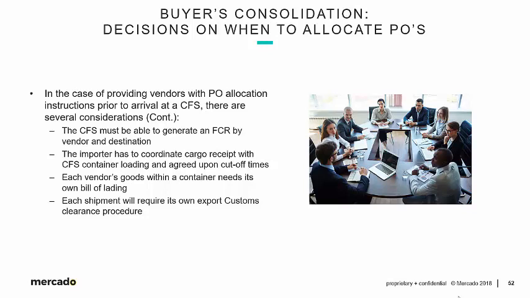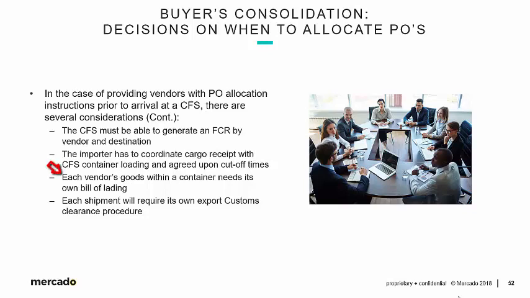The importer in the United States has to coordinate cargo receipt into the CFS with container loading and agreed upon cutoff times. We talked about that in the previous section. Cutoff time into the CFS, cutoff time for container loading, cutoff time for drayage to the CY, cutoff time for ISF, VGM, and AMS filing. The importer has a very big role to play in buyer's consolidation.